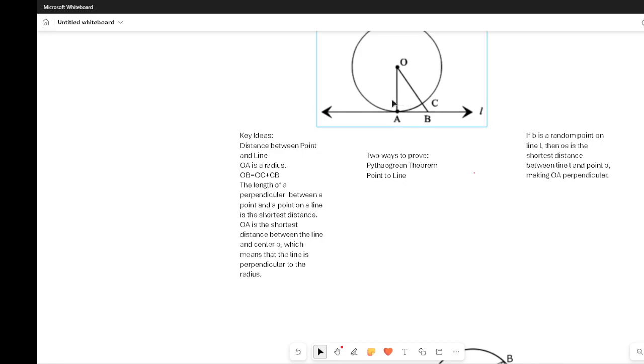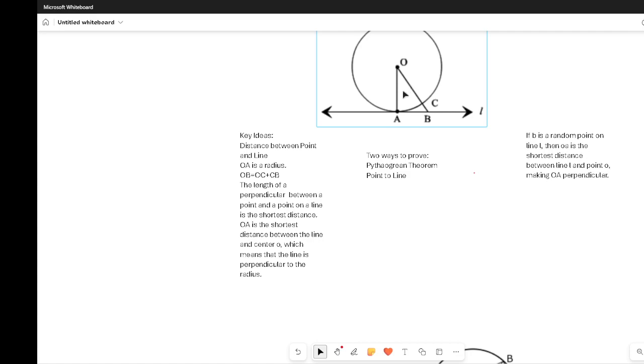Which means that one of these has to be, like B is an arbitrary point. OA is a radius, OC is a radius, A is the point of tangency. And basically, one of these has to be perpendicular if B is an arbitrary point.